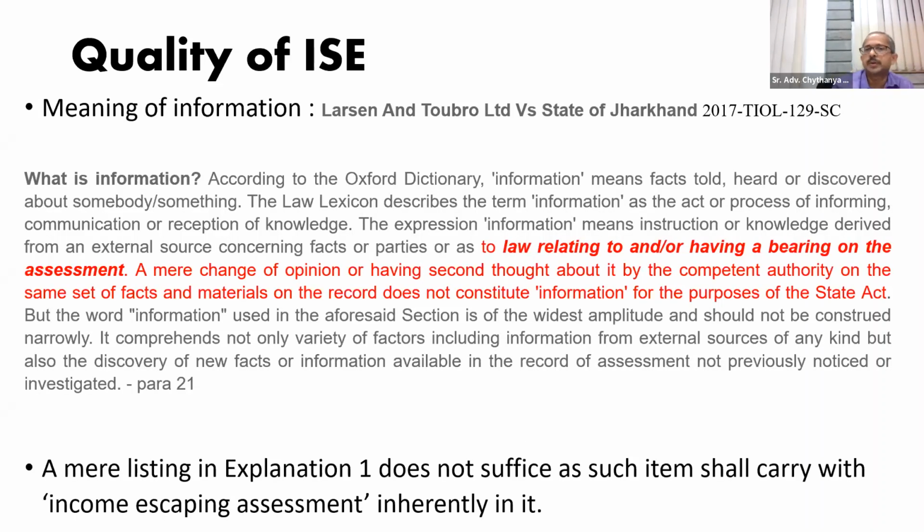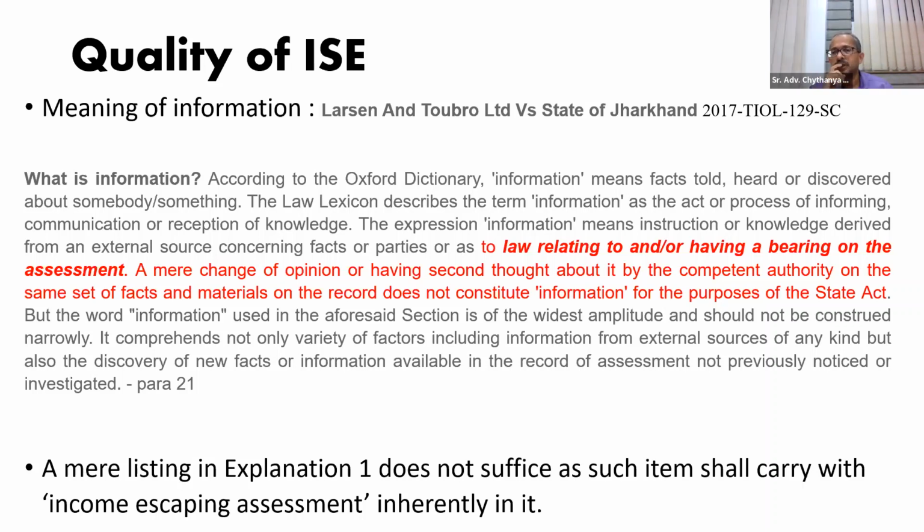There is a very good decision of the Supreme Court in the context of sales tax: L&T versus State of Jharkhand, 2017, Tax India Online 129. The Supreme Court says, what is information? Information means facts told, heard, or discovered about somebody or something. It cannot just be hearsay. It's the act or process of informing. It means an instruction or knowledge derived from an external source concerning facts or parties, or as to law relating to and having bearing on the assessment.